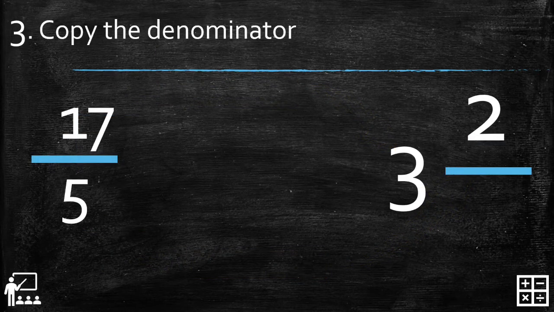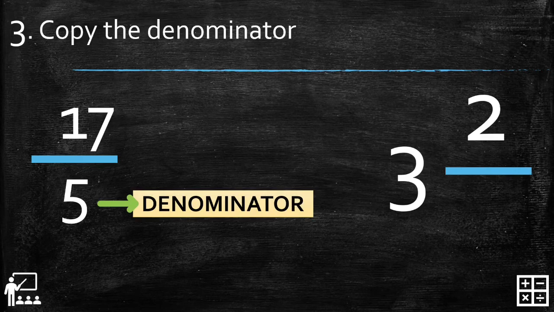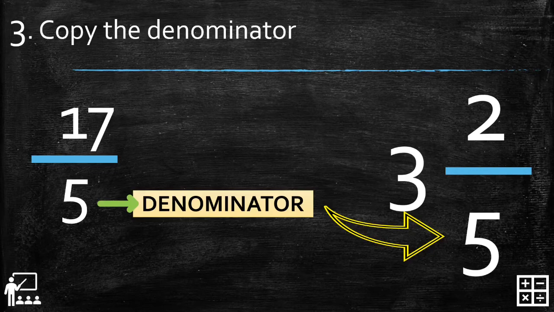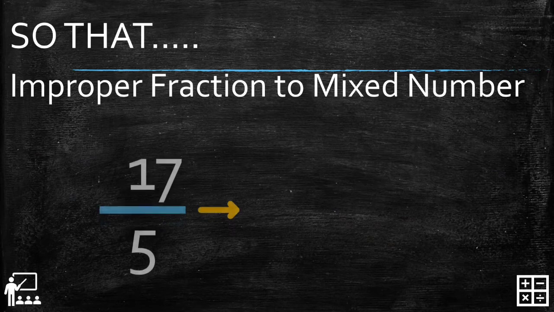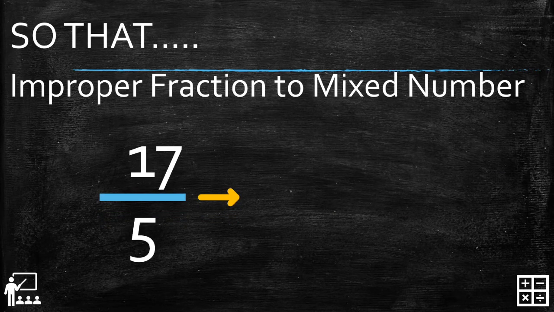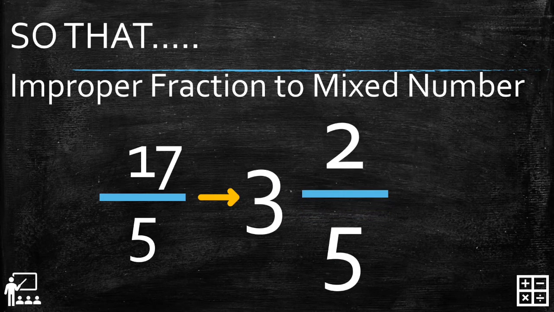So we'll proceed to step 3, which is to copy the denominator. As you all know, the denominator is always at the bottom of a fraction. So we just copy the denominator to our answer, which gives you 5. And so 17/5, when we change it to a mixed number, gives us 3 and 2/5.